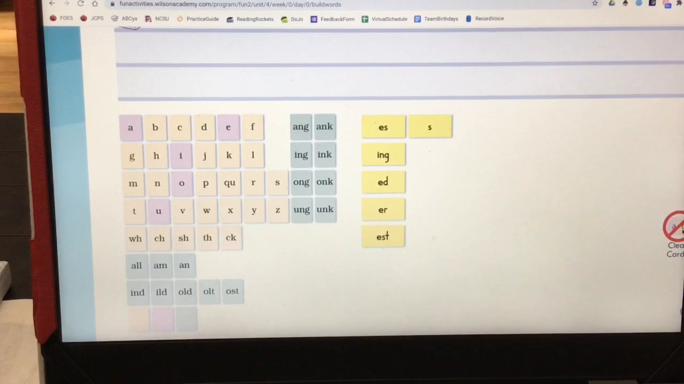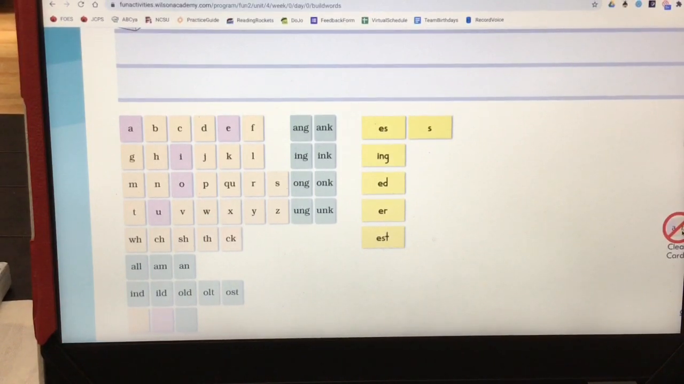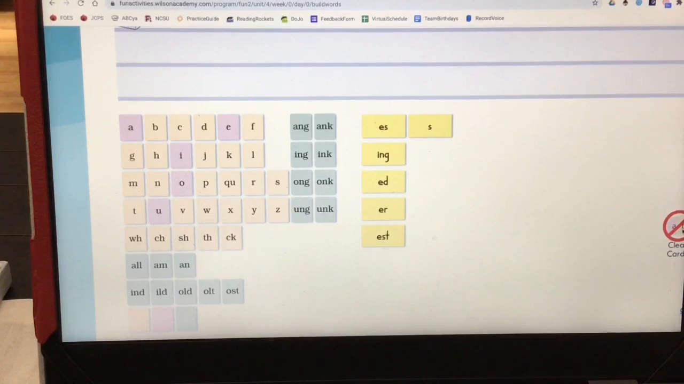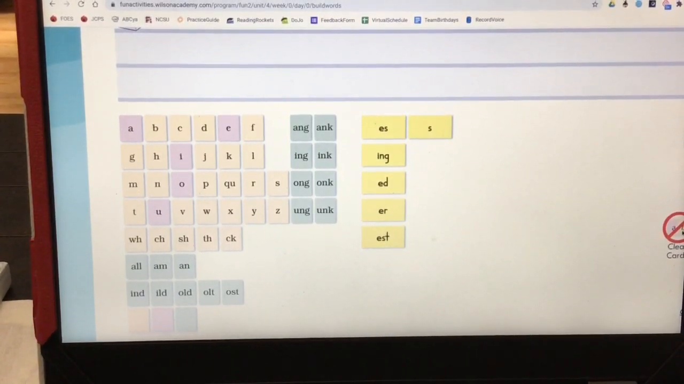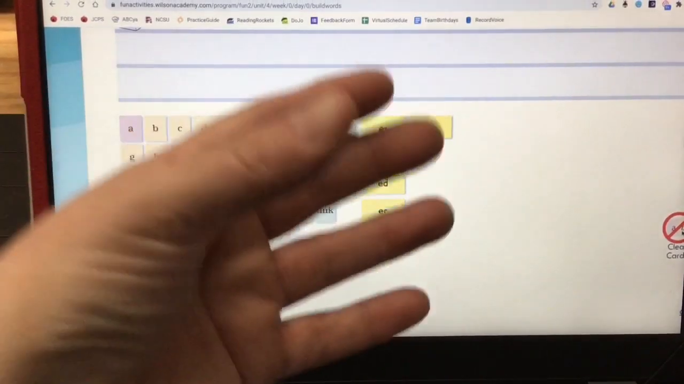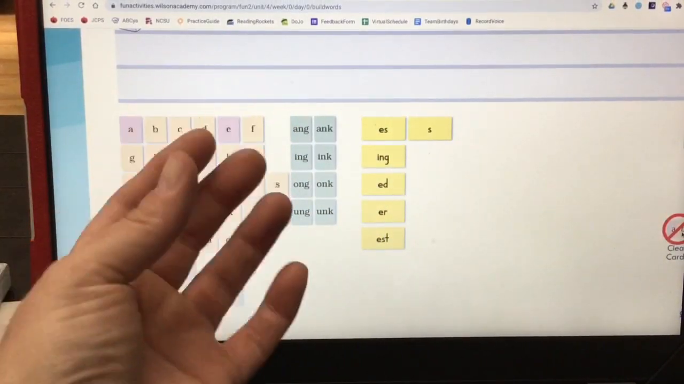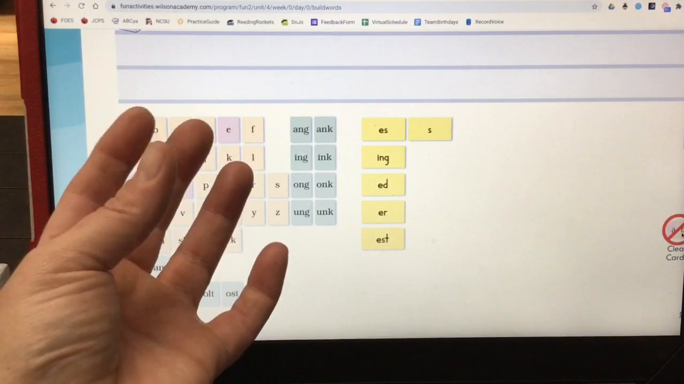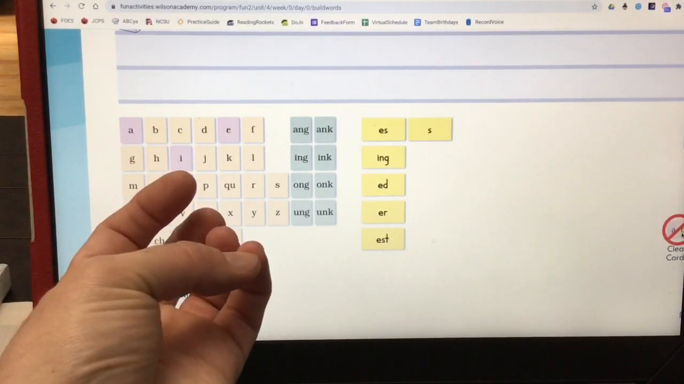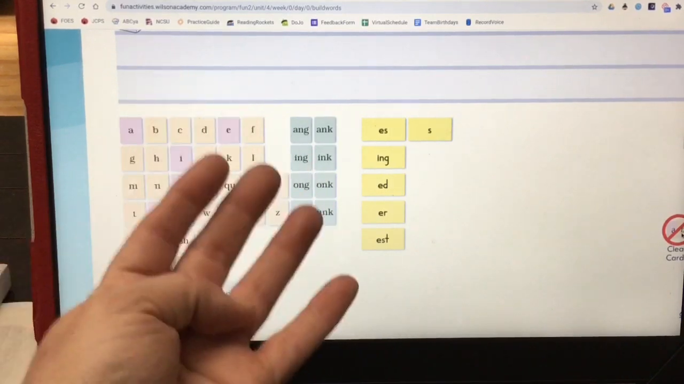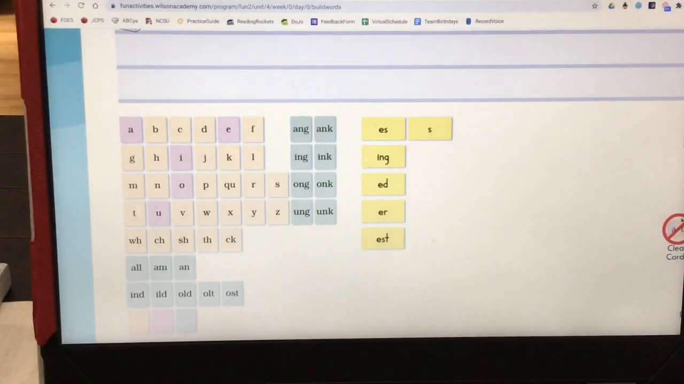Let's build the word rent. On the 15th of the month, my rent is due. I have to pay the rent for my apartment. Rent. All right, tap it with me. Rent. 4 sounds. Rent. Okay.